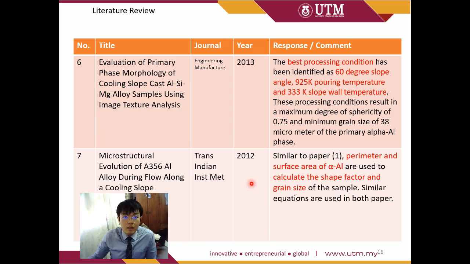And in fact, these two equations to obtain the shape factor and average grain size are used in most of the papers I have reviewed, usually with the aid of ImageJ software to obtain the required parameters, which are the area and perimeter of the globular structure.